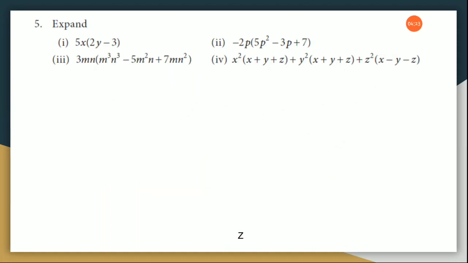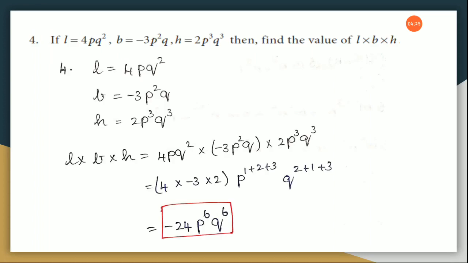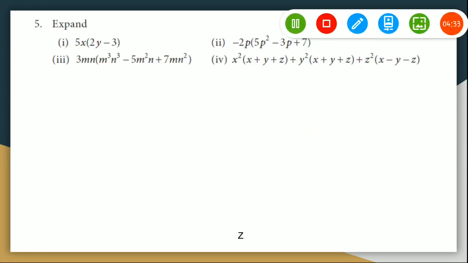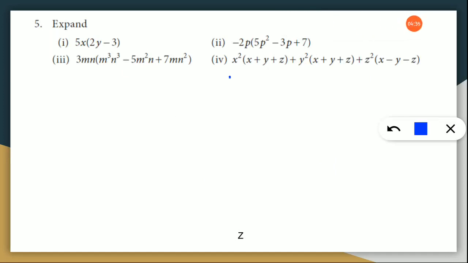Fifth sum, expand. We will solve the fourth subdivision now. A big expression is given, right? You are going to expand it. How will you expand? You have to just multiply x square with this, and then multiply y square along with this expression and then z square with this expression, and then add them with a plus sign in between. That's it. Shall we see how we are going to multiply?